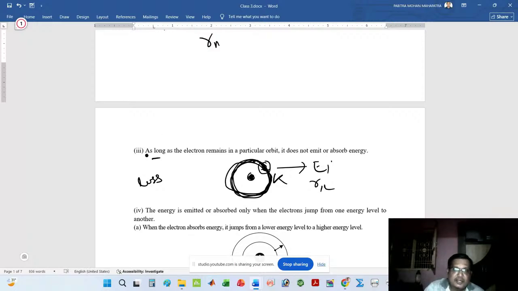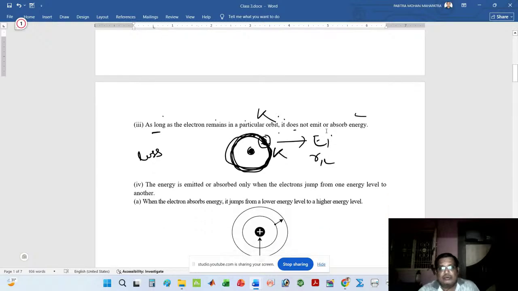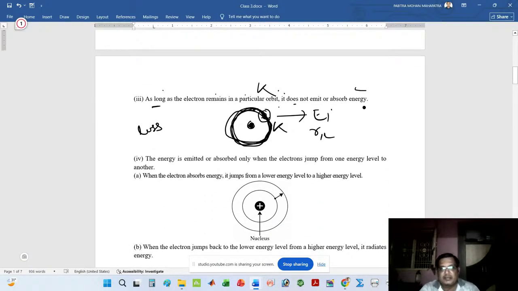So here the point given is, as long as the electron remains in a particular orbit, that means suppose I think about the K orbit, it does not emit or absorb energy. If an electron continuously revolves around the nucleus in the K cell, then it does not emit or absorb energy. There are two terms here, emit and absorb. The energy is emitted or absorbed only when the electron jumps from one energy level to another. That means if the electron changes the orbit from the K cell to the L cell.